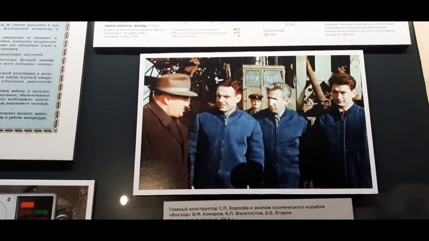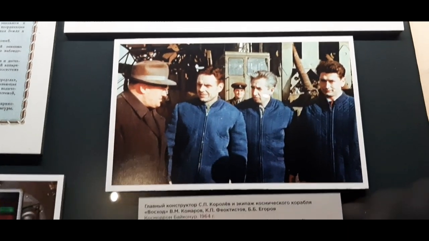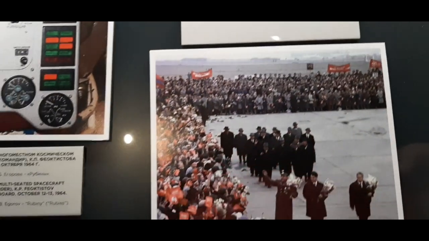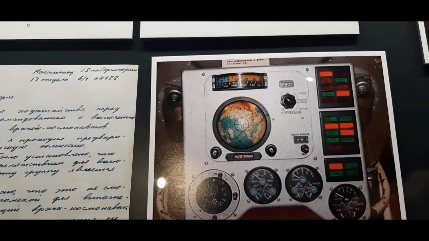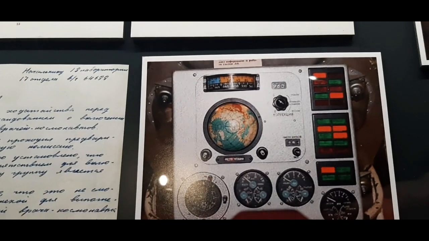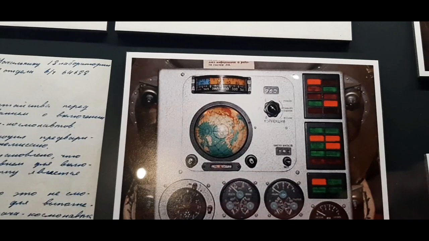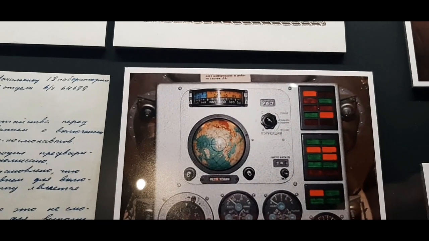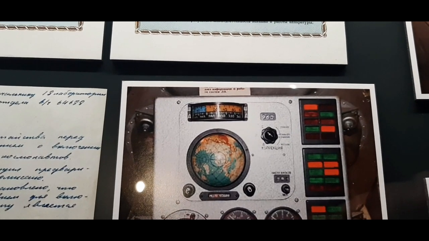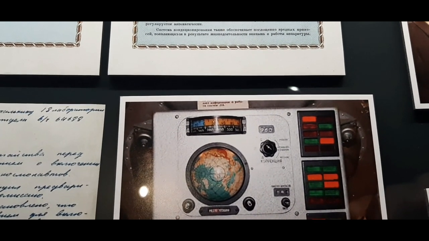Chief Designer is Korolev in the crew of the Voskhod spacecraft. 1964. Successful na silang nakalanding. Ayan yung picture nila. World first group flight aboard the multi-seated spacecraft with cosmonaut V.M. Komarov, Commander; K.P. Feoktistov, Engineer; and B.B. Yegorov, Physician. October 12-13, 1964, World Achievement.